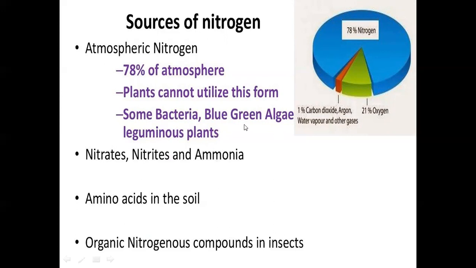Some bacteria, blue-green algae, and leguminous plants absorb this nitrogen, and through this mode, plants absorb atmospheric nitrogen. The usable forms are nitrates, nitrites, ammonia, and amino acids in the soil. Organic nitrogenous compounds in insects are also very important. This you need to remember: organic nitrogenous compounds are commercially available in insects.